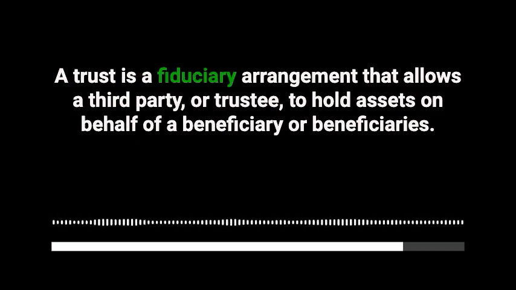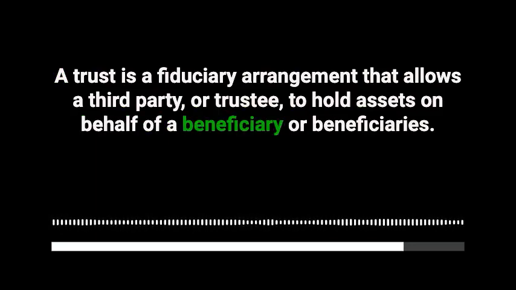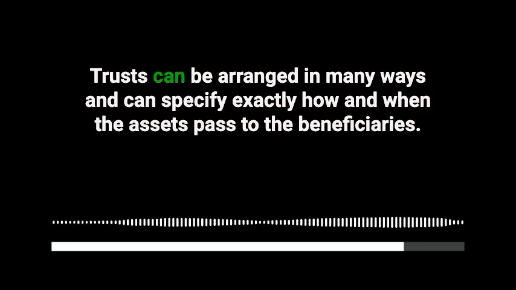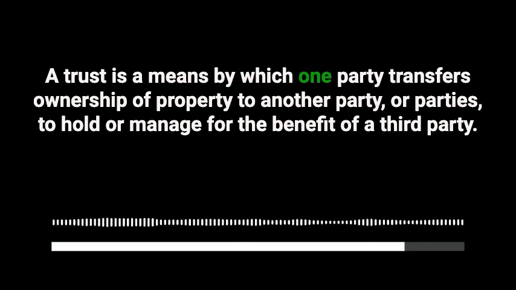A trust is a fiduciary arrangement that allows a third party, or trustee, to hold assets on behalf of a beneficiary or beneficiaries. Trusts can be arranged in many ways and can specify exactly how and when the assets pass to the beneficiaries. A trust is a means by which one party transfers ownership of property to another party, or parties, to hold or manage for the benefit of a third party.